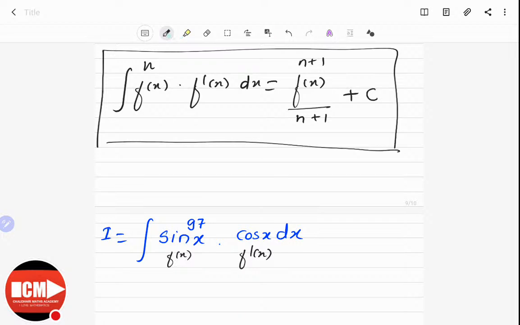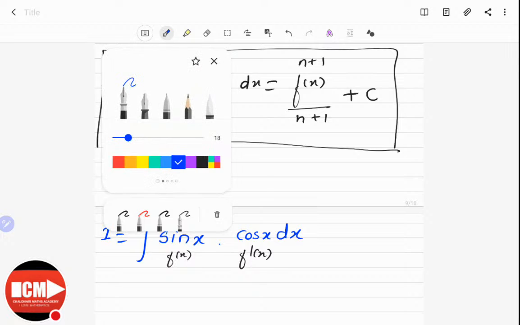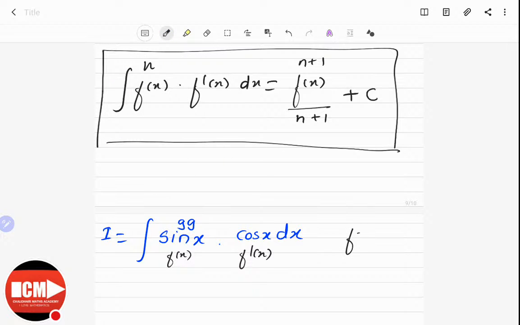What if I give you, instead of 97, let's say 99? This is just for the sake of making it interesting. It's sine raised to 99x into cos x dx. Now please send me your final answer for this question. The function is sine x, its derivative is cos x, and this is the corollary in front of you.